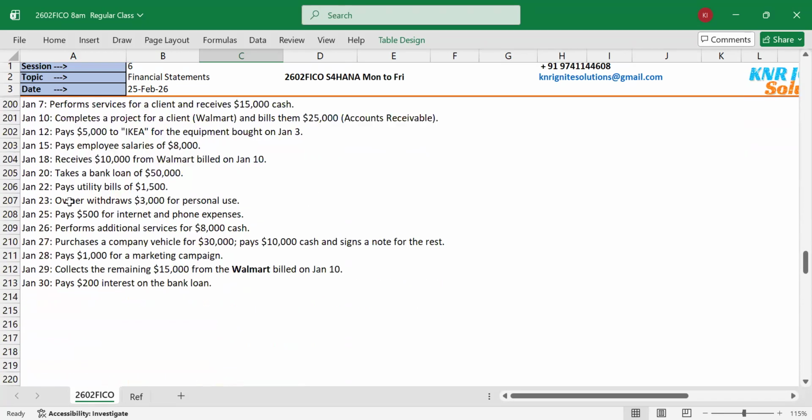credit. Now, very simple. Let's say the first journal entry, I'm writing it. Cash account debit and capital account credit. Okay. Now, let's say $100,000.